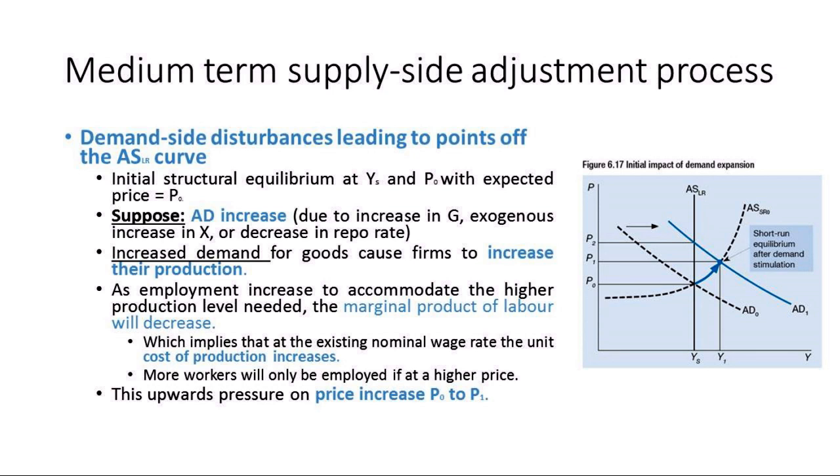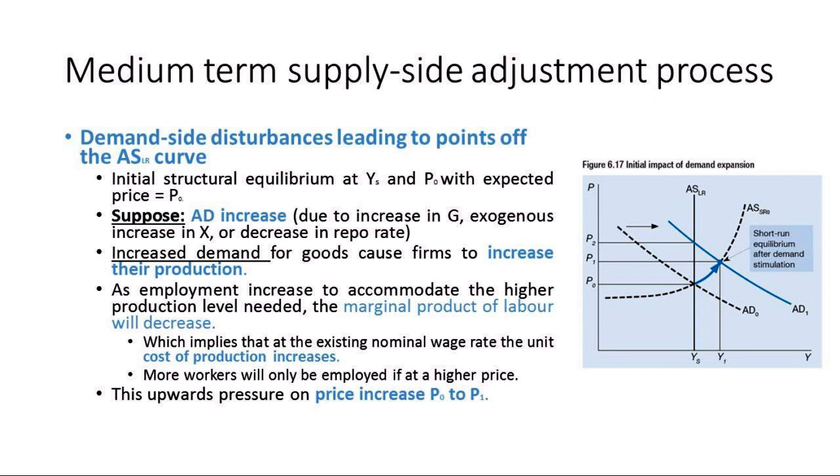Now, what happens is that this increase in aggregate demand causes the firms to also increase production. So they employ more of the factors of production and output and incomes increase up to this new equilibrium level between the aggregate supply curve in the short run and the aggregate demand curve.